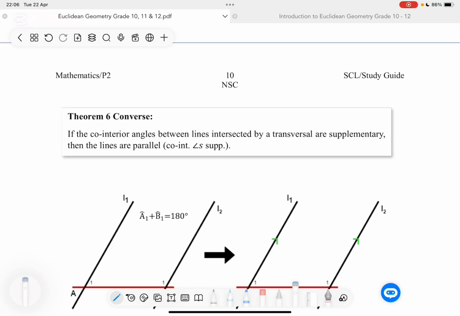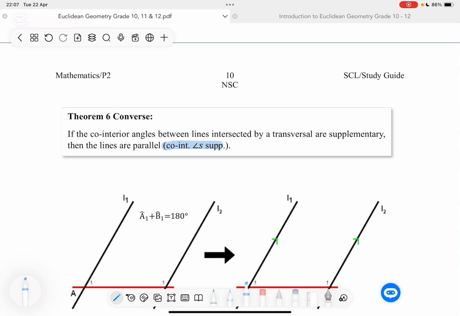The converse to theorem 6 says that if co-interior angles between lines intersected by a transversal are supplementary, then the lines are parallel. And we therefore write this in short to say co-interior angles are supplementary.